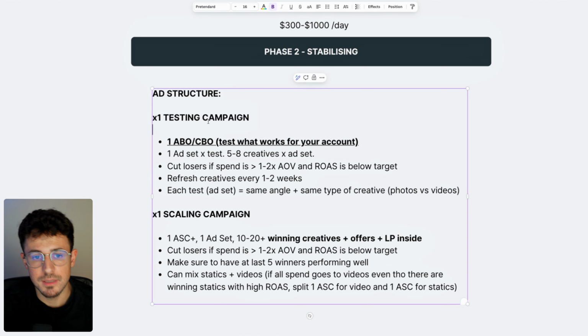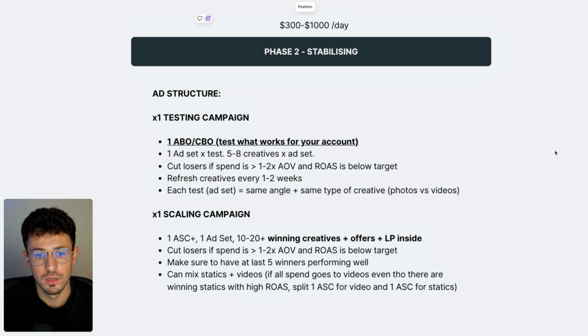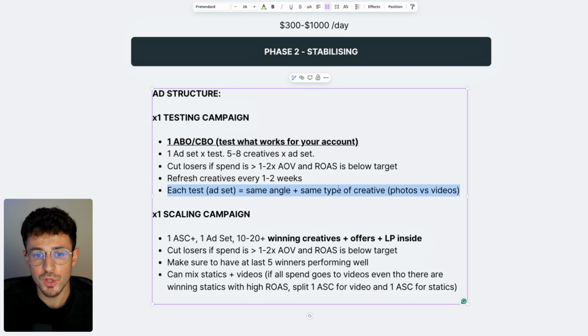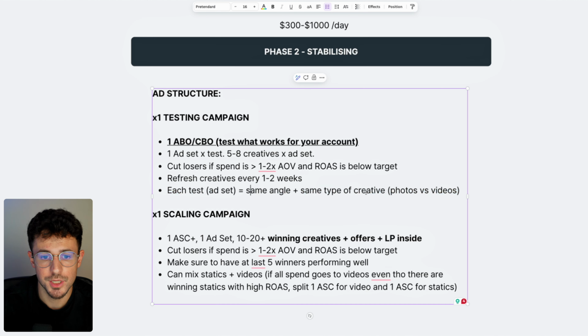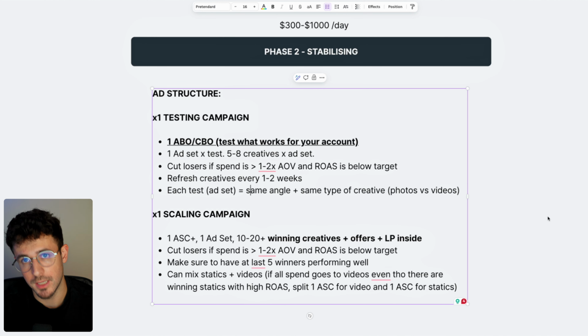So the goal of this campaign is to test angles, test types of creatives, for the winning offer that you already have, for the landing page that you already have, that you know ideally is a winner. In this type of campaign, you can also keep testing new offers, new landing pages if you want to. Just make sure that in each single ad set you're testing one landing page and one offer with the same angle of creatives and same type of creatives. Ideally what you want to do, you want to match the message in your creative with the message in the landing page.